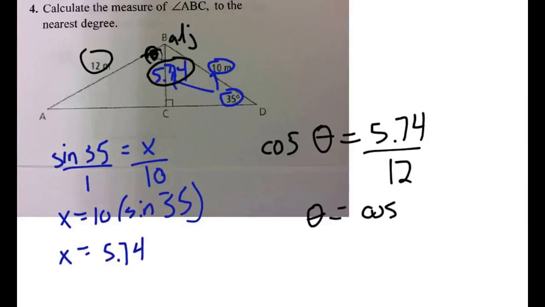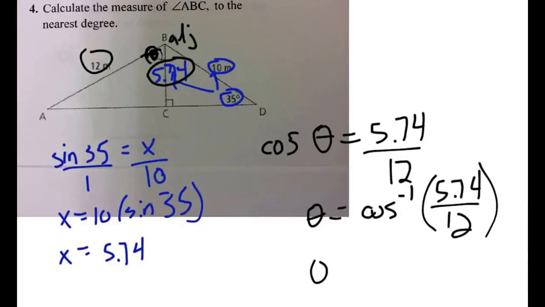And we can do that on our calculator. So go second or shift cos, 5.74 divided by 12. So when you do that on your calculator, shift cos, 5.74, don't forget the brackets, 5.74 divided by 12, we get 61 degrees, and we're done.